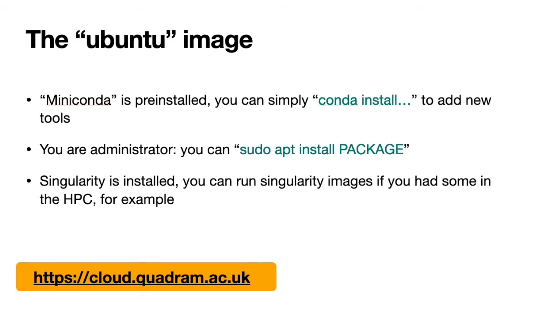You are an administrator, so unlike the HPC, you can perform privileged tasks. For example, install packages from the Ubuntu repository with sudo apt install package name. This can be especially useful for some libraries required by the other packages. And Singularity is installed, so if you already run Singularity images, for example in the HPC, you can use the same images also in the QIB Cloud, and this is very convenient.